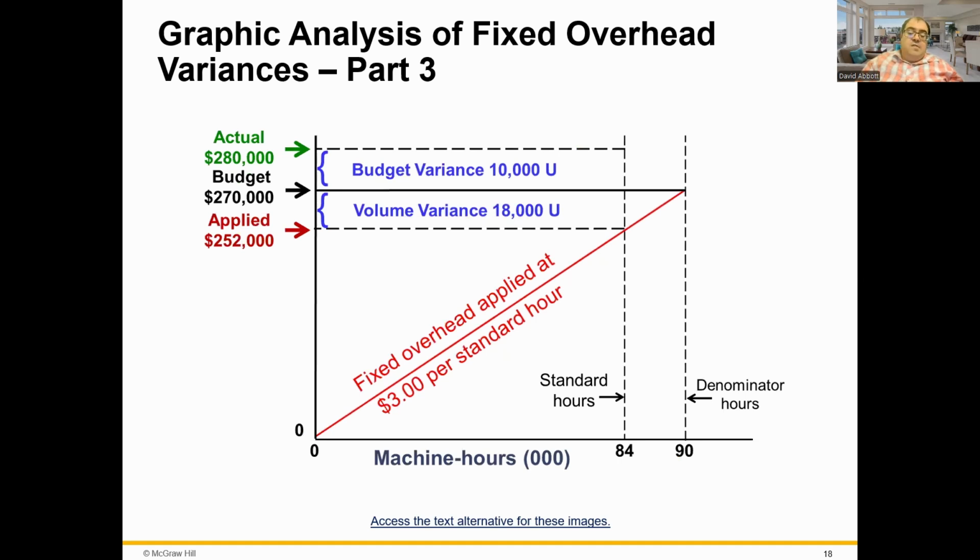Finally, identify the standard hours allowed for the actual level of output, which is 84,000. Draw a vertical line from this activity level until it intersects the slope line that depicts the fixed overhead applied to products. From this point, draw a vertical line that intersects the vertical axis. This dollar amount, 252,000, represents the fixed overhead applied. The difference between the budgeted fixed overhead and the fixed overhead applied, 18,000, is the volume variance.